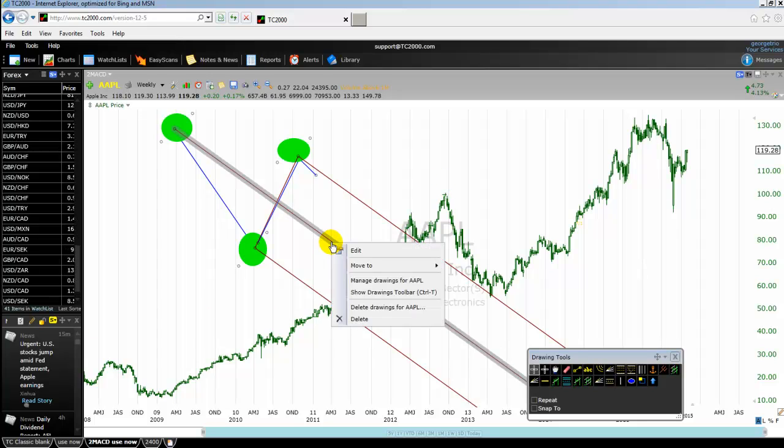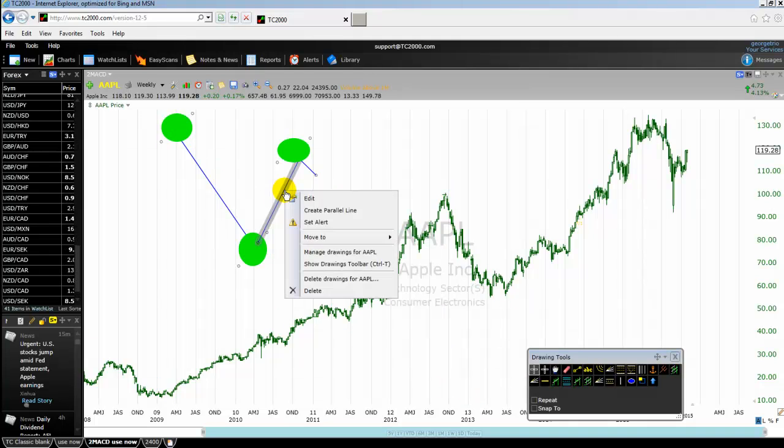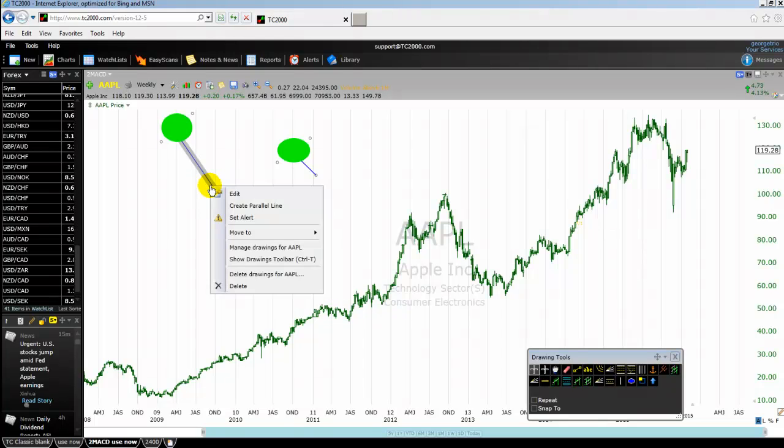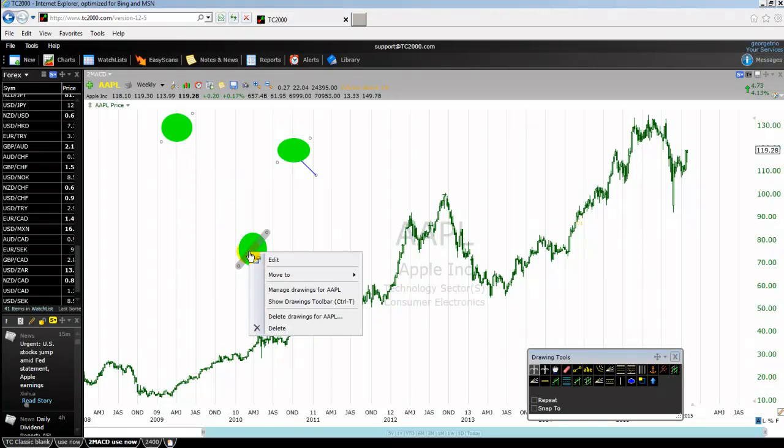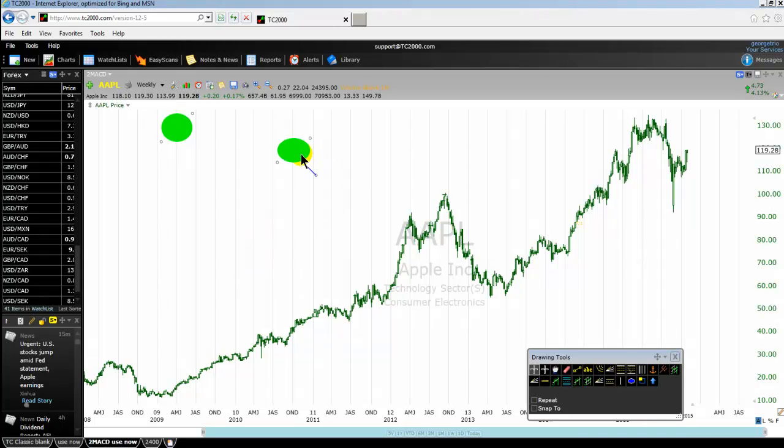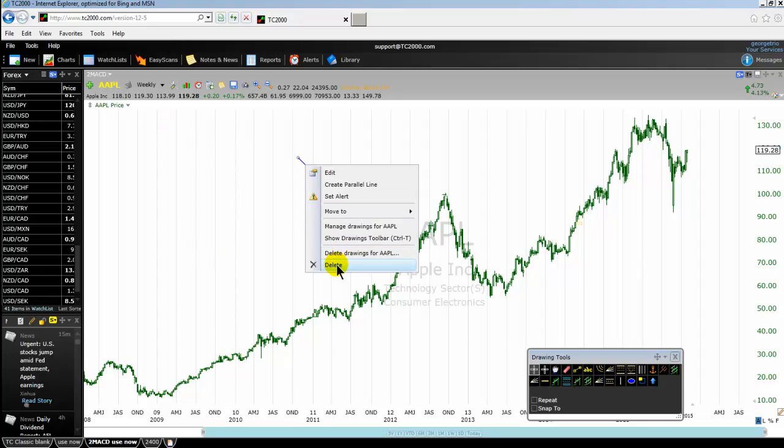This is about how one can draw the Pitchfork tool. But the purpose of this video is not about how one can draw the Pitchfork tool. It's about the power of the Pitchfork tool. So what I've done, I haven't drawn any line on my chart, and we are looking at it now.